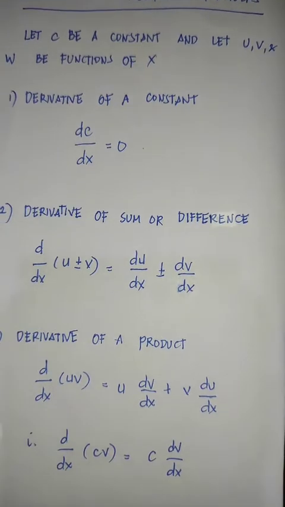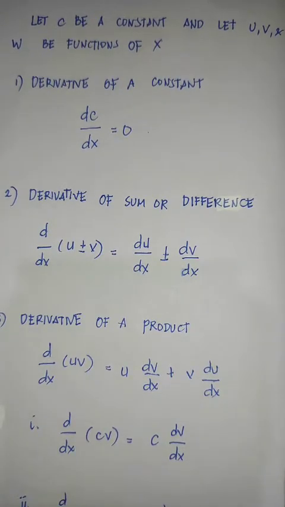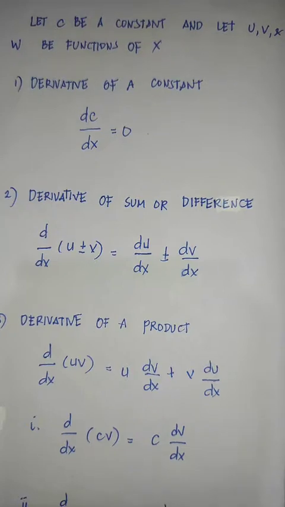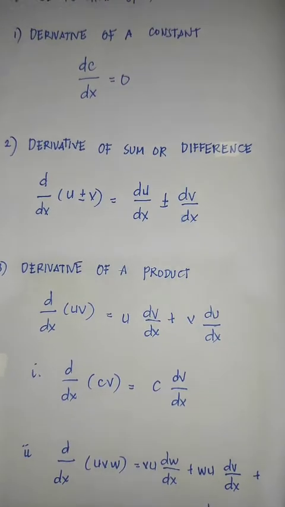Then, second is derivative of sum or difference. So, derivative ng U plus minus V with respect to X is equal to derivative of U with respect to X plus derivative of V with respect to X. Then, derivative of product. So, yan, nakalala UV. Magigilang daw yung U times the derivative of V with respect to X plus V times derivative of U with respect to X.